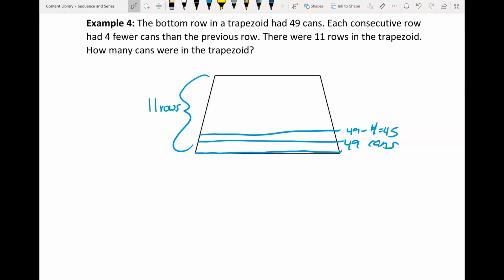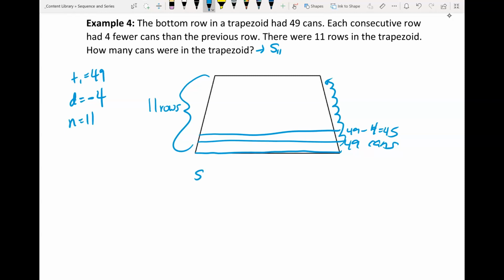So let's try to summarize all this information in terms of D, T1, and so on. So I'm just going to say our first term is 49 because we definitely know that the bottom row has 49 cans, and that could just be our first term. Then we're going to go this direction, going up where it goes less and less. So that means D is going to be -4 because we're decreasing the number of cans as we go up the trapezoid. And N is going to be 11 because there are 11 rows in total. What we're looking for is S11. We want to know the total number of cans for this entire trapezoid.